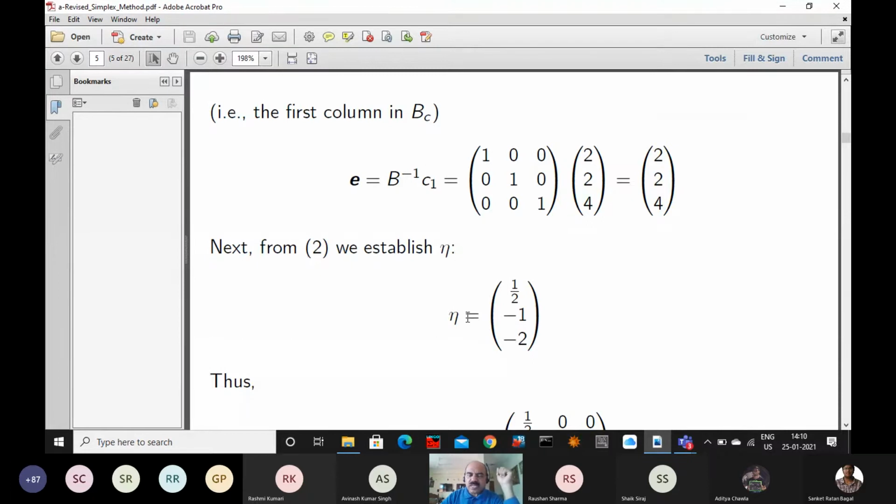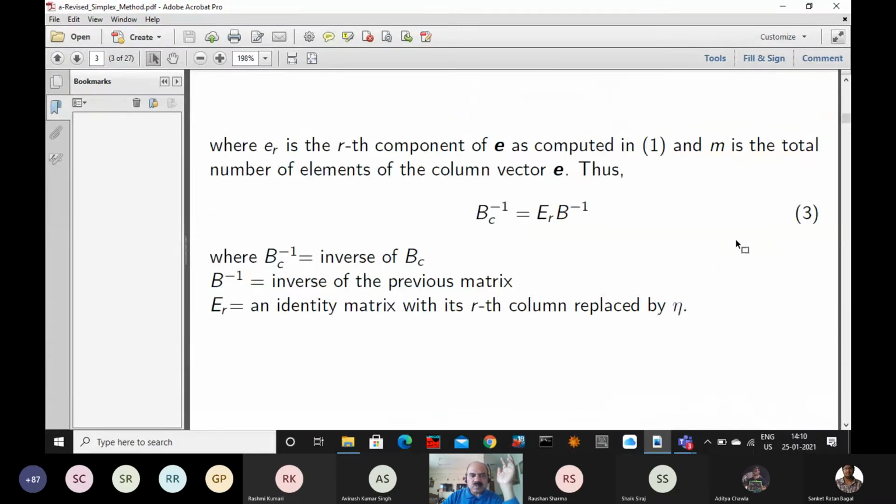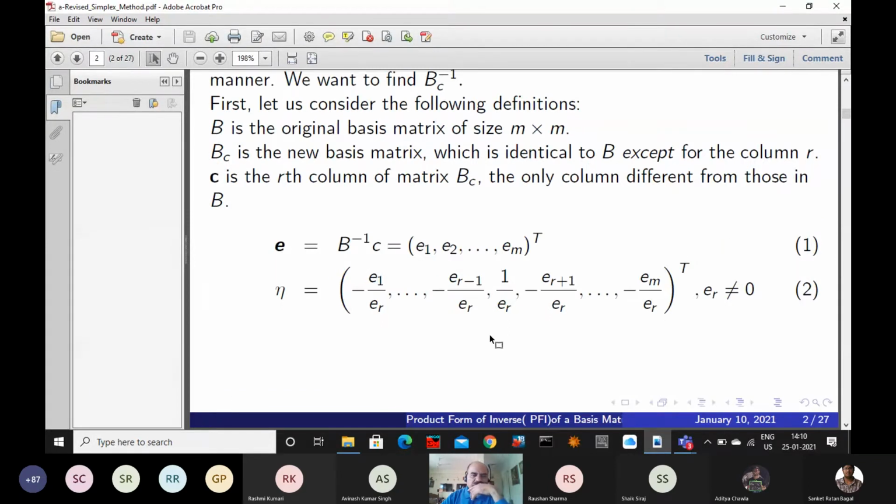Now from E we will compute eta. How to compute eta? Already there is a formula, so I am going to that one. Once E is given, E is a column vector. It is written in this form. The size of the matrix is M by M. The elements of the column vector E I am naming as E1, E2 up to EM. It is a column vector, so I am taking the row transpose. Now, how to find eta?